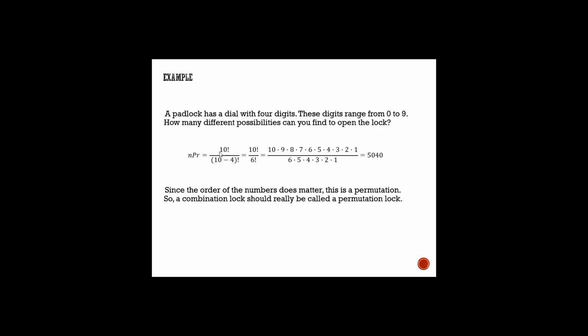So I start with my permutation formula and I say, well, I've got 10 numbers. 0 to 9 is not 9 numbers, it's 10. 0 counts, right? So I've got 10 as my n value. And out of 10, I want 4 different choices. That comes out to be 10 factorial over (10 minus 4) factorial, which is 6 factorial. When I work it out, it comes to 5,040 combinations. But it's really permutations though, isn't it? Not combinations. We call it a combination lock, and perhaps we have misnamed it. It should probably be called a permutation lock.